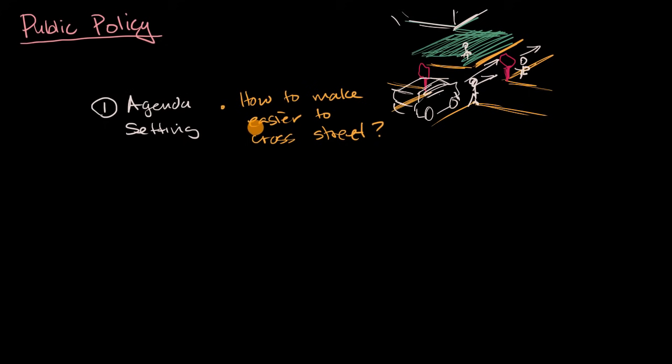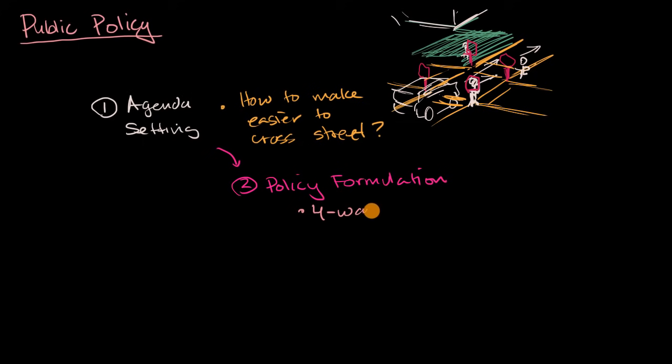Now, once you determine the problem that you want to solve, you do the agenda setting, the next step is to formulate some type of policy. So I'll call that step 2, policy formulation. One potential idea here is, well, why don't we just make this into a 4-way stop? So we could put some paint here to make it clear that people are going to cross on all sides, and we'll put 2 more stop signs to make this a 4-way stop. So let's say that this is our current plan: we're going to implement a 4-way stop at that intersection.